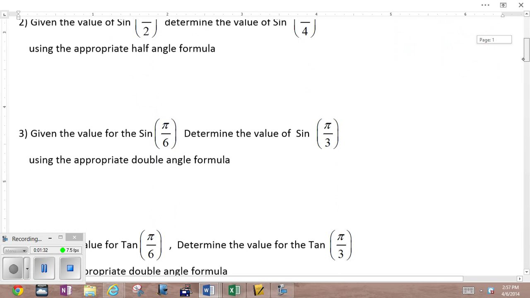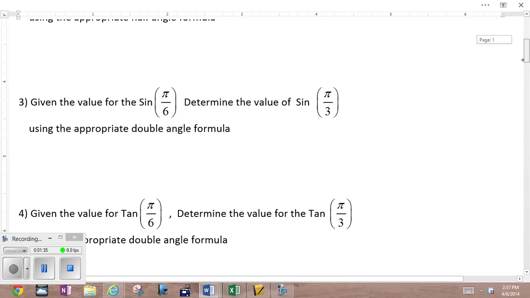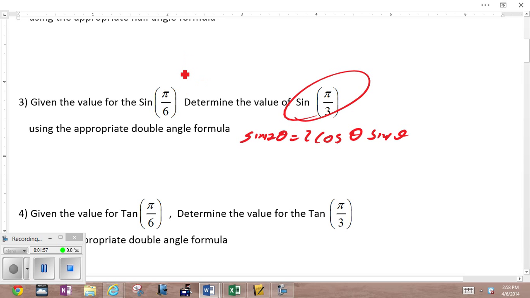Similar for number 2, the double angle identity for the sine. The sine of 2 theta is, you should know, 2 sine theta cosine theta. So if we're trying to find the sine of pi over 3 from the sine of pi over 6, of course we know the sine of pi over 3 is root 3 over 2. We know the sine of pi over 6 is 1/2.